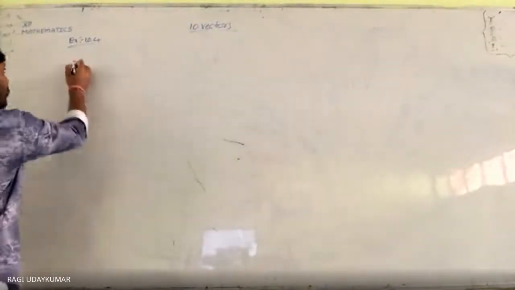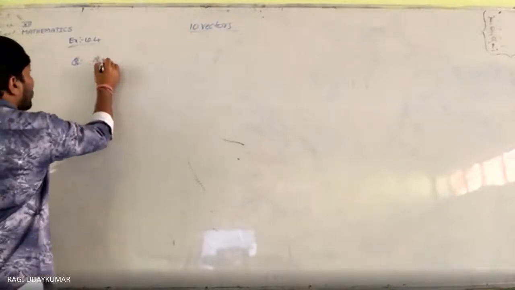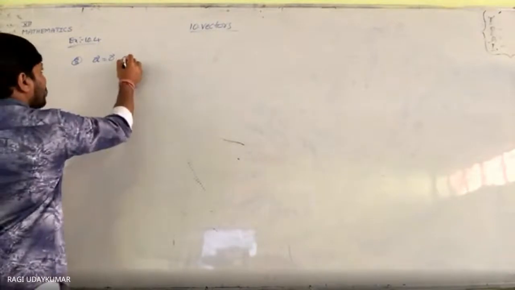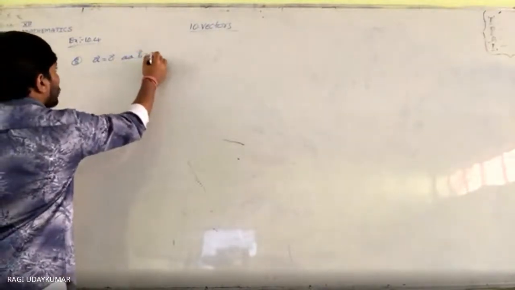And the 8th problem, the question is given to you. A is a zero vector, and B is also a zero vector.